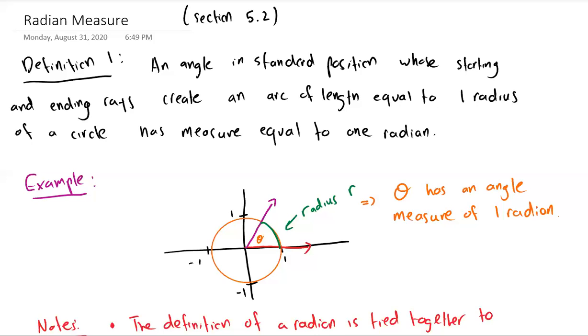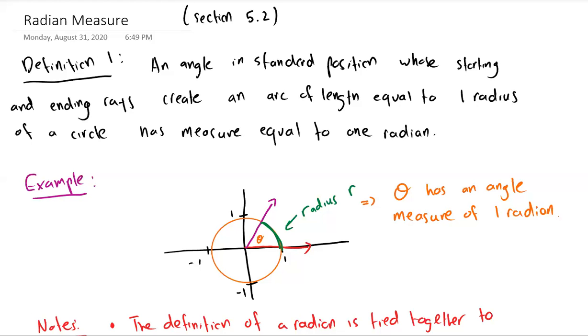Now this angle theta has the property that the arc that it created on the circle, which I highlighted in green here, let me highlight it again. This arc here, if you were to stretch it out and measure it, would have a length equal to 1. In particular, a length equal to the radius of this circle. So anytime you have an angle with that property, that the length of the arc it creates on the circle is equal to the radius of the circle, then the angle measurement for that angle is defined as 1 radian.